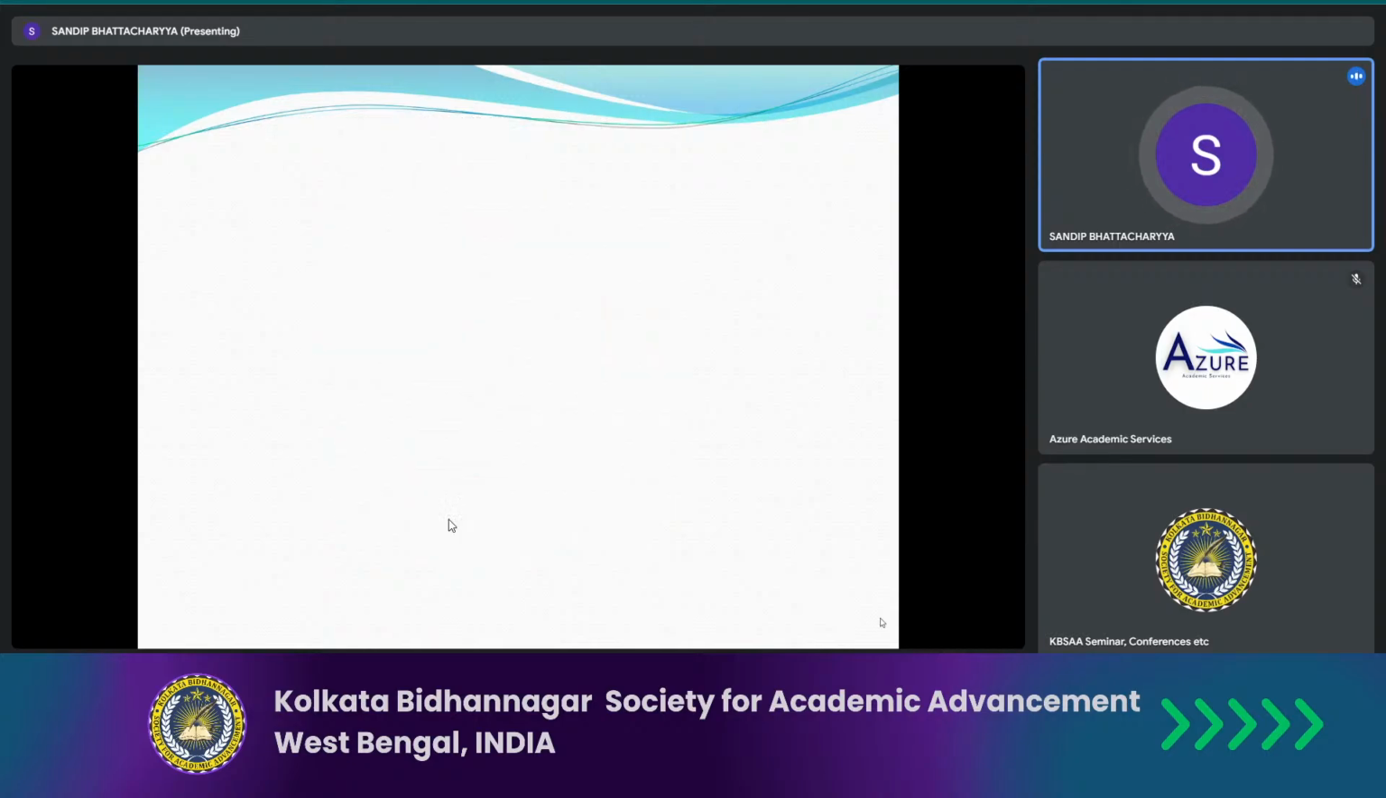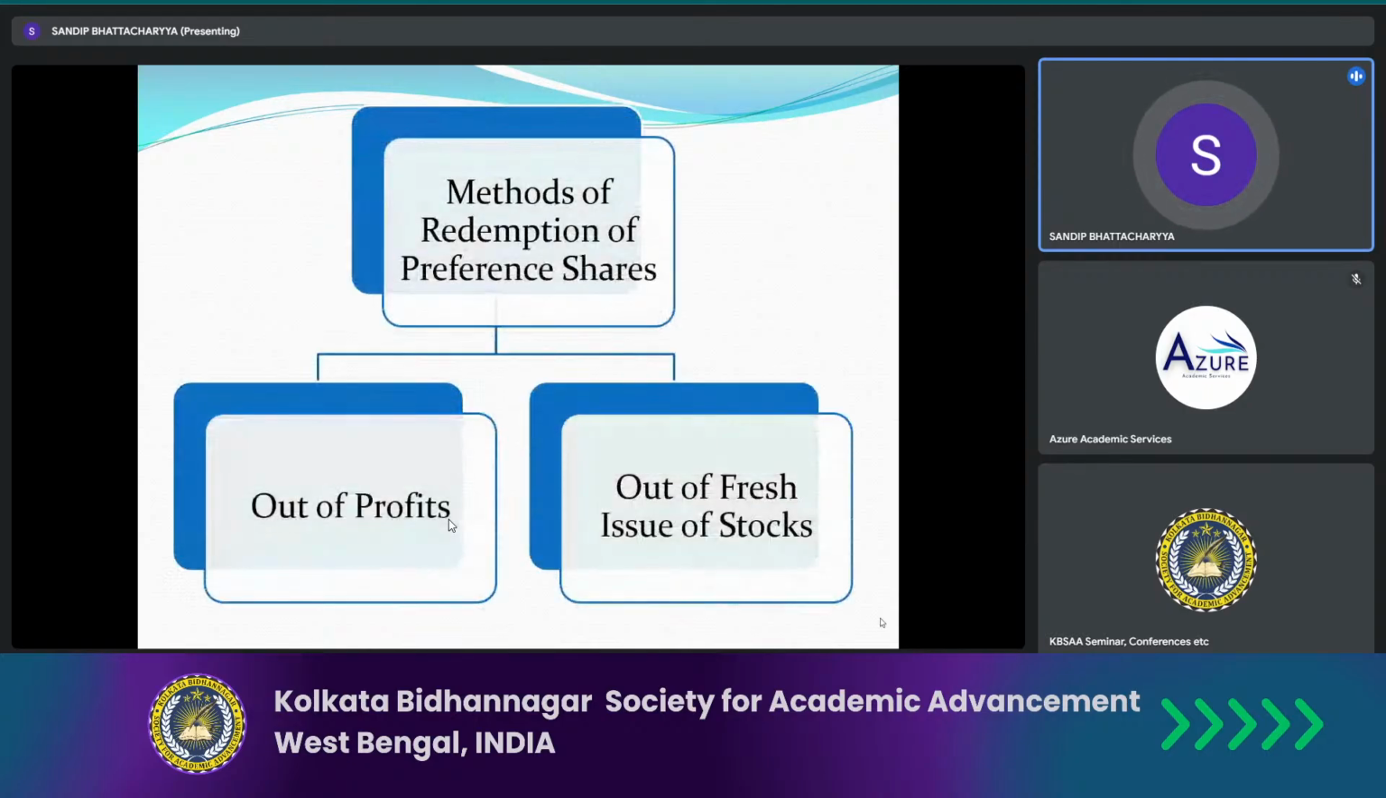Next, I will move to the different methods of redemption of preference shares. We have just mentioned this in our previous slide, when we were discussing the different provisions given by the company. That is point number 3, out of profit as well as out of fresh issue of securities.